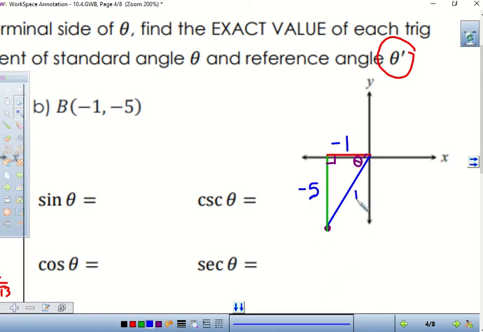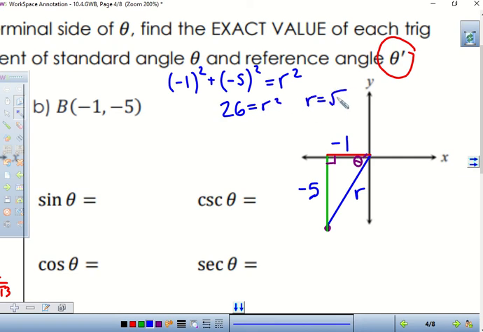Now how could we find our r, which is the hypotenuse? And r is always going to be the hypotenuse? Correct. In this particular application, yes. So that's going to be -1 squared plus -5 squared is equal to r squared. That's 26 is equal to r squared, which means r is equal to the square root of 26, which unfortunately does not reduce. Okay, so it's just square root of 26.